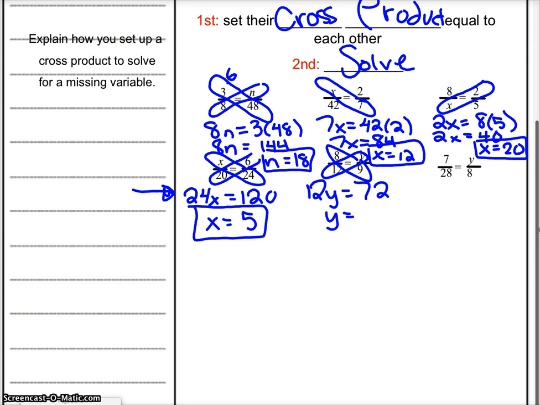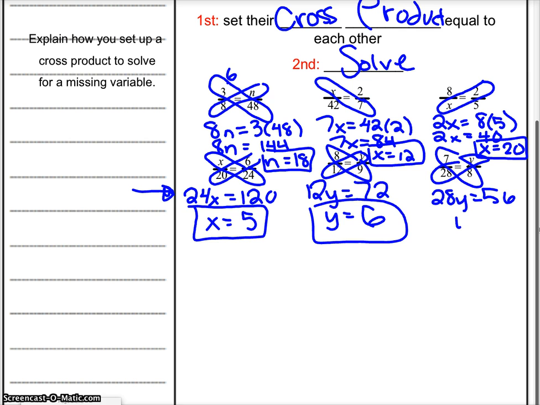Y equals 6, thank you. Y is 6. Can I times 8 by something to get to 28? No. I could simplify this into 1, 4, and then times them both by 2, but I can use my cross product. What do I want to do? 28y equals 56. Y is 2.